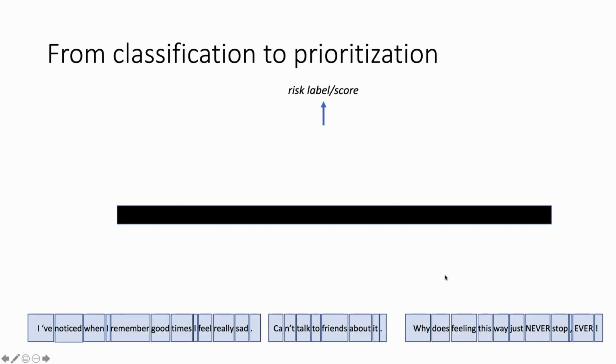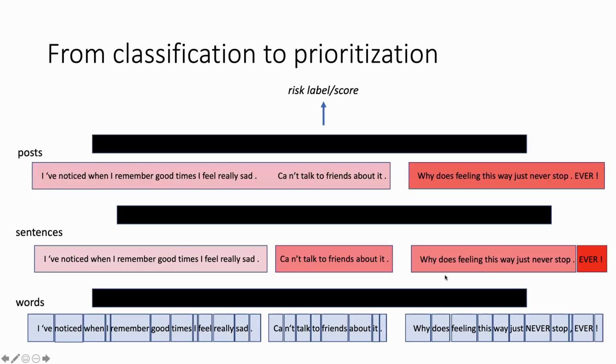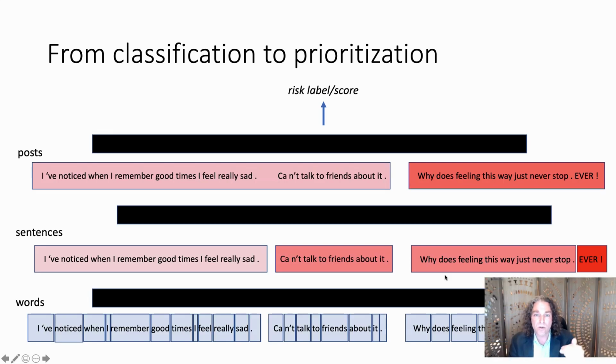Some work that I did with my recent PhD grad Han Chen Sheng and colleague Doug Ord involved a move from classification to the idea of prioritization. I won't go into technical details, but one of the key ideas was to get beyond this kind of single-level approach of here's language, now assign a label or a score, to a multi-level approach where the words in what people have written or said help you understand what sentences are important. The sentences help you understand what documents are important, and those things are leading to the risk level or score.